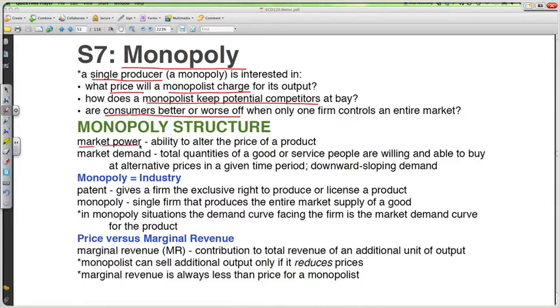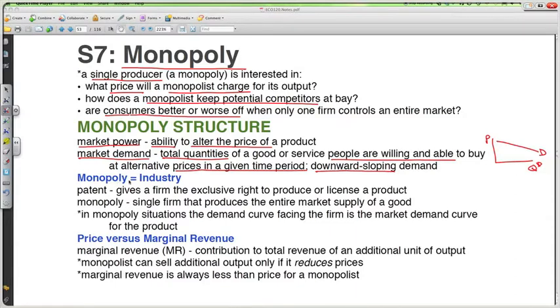We're now talking about market power. That's just going to mean the ability for them to change or alter the price of whatever they're selling. Market demand, remember, is the total quantities of that good that people are willing and able to buy at whatever price within that given time period. The biggest thing that you should remember here is that it's downward sloping. So if we have something like this, where you're looking at quantity demanded and price, market demand is downward sloping like that.